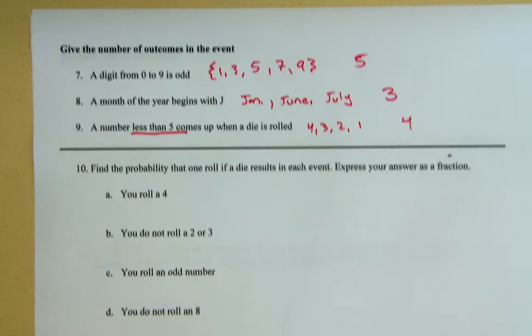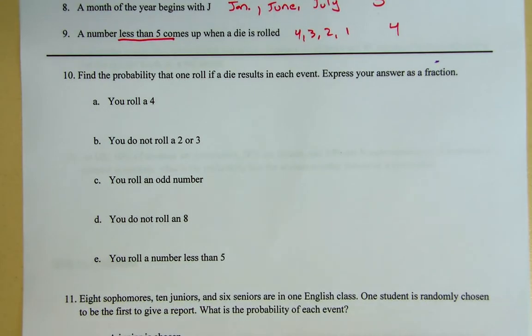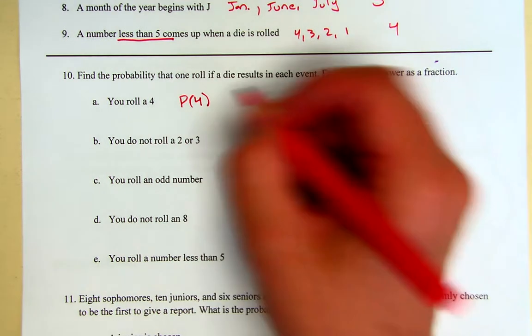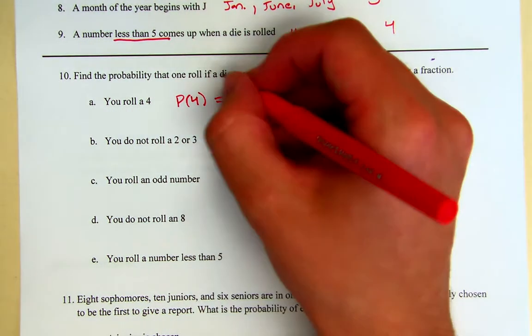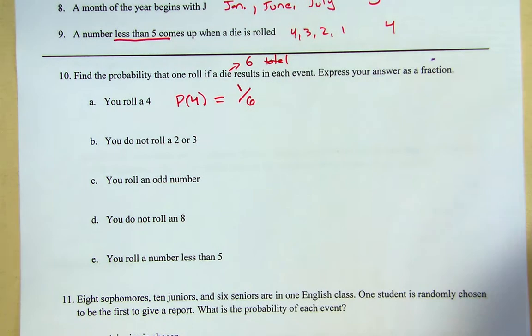Let's do some actual probability here. So find the probability if you roll a die, it results in each event. Express your answer as a fraction. So rolling a 4. So probability of a 4 is 1 over how many options? Well, rolling a die has 6 total options. So 1/6.